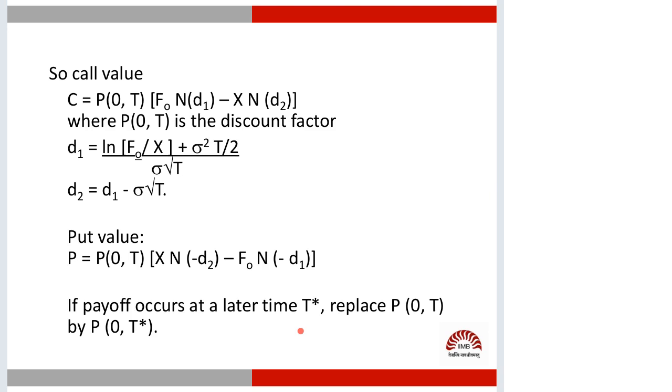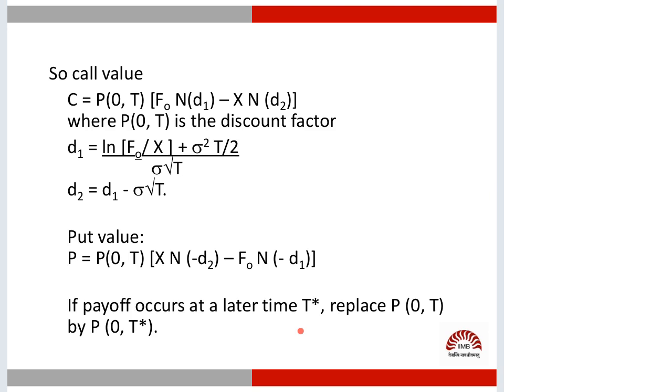Now, if that is the expected benefit at maturity, today is time 0, and your option will mature at time T. So by that logic, the P_tT term will become P_0T. Once you have P_0T in place, the rest of it will simply be discounted. And as I said, d1 is given by this expression, and d2 is given by d1 minus sigma root T.